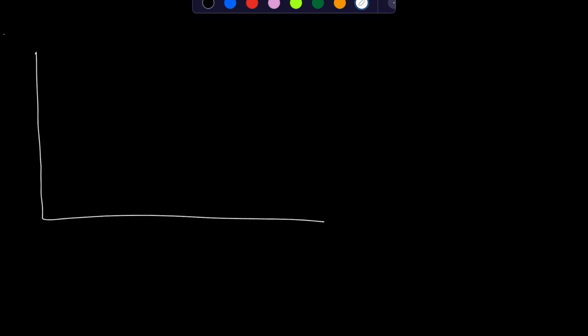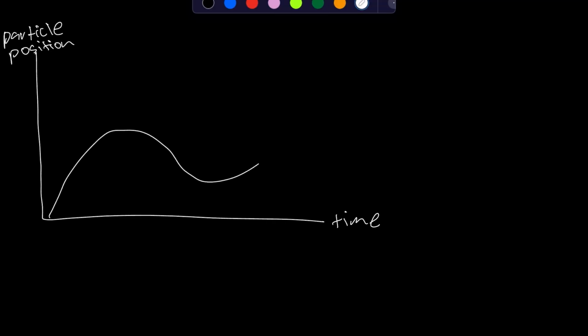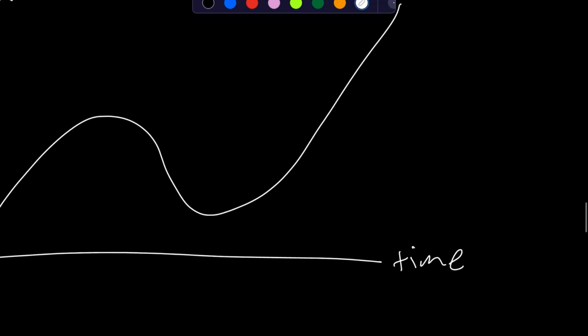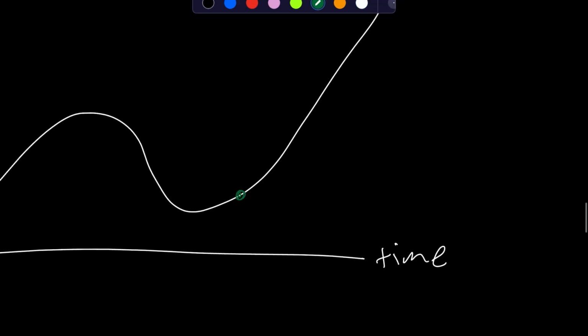So let's say we have the particle again, like the particle position and time. Let's draw our graph once more. I think something like this. Okay, perfect. All right, anyways. So let's say we kind of have that green spot again, which this might be kind of close to it, might not.